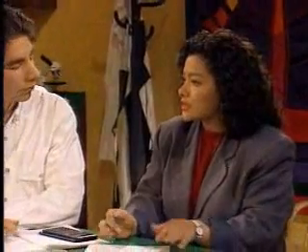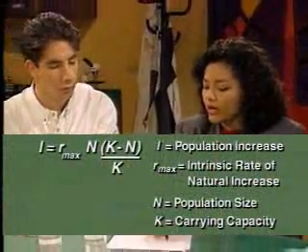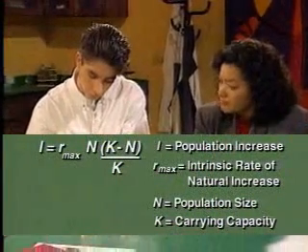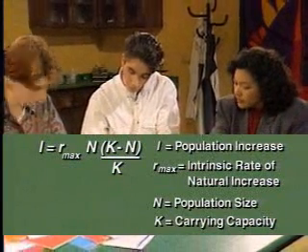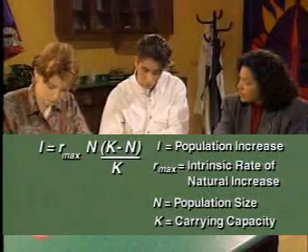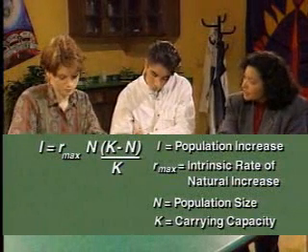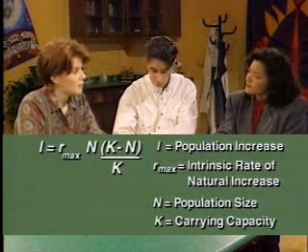Ecologists actually use a more complex formula to do population analysis. They use I equals R times N times (K minus N) divided by K. Let's analyze this formula. So I is population increase. What's the R? Well, the R stands for intrinsic rate of natural increase. It represents the difference between birth rates and death rates.